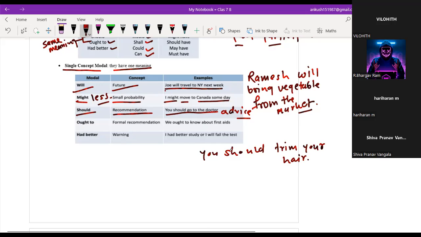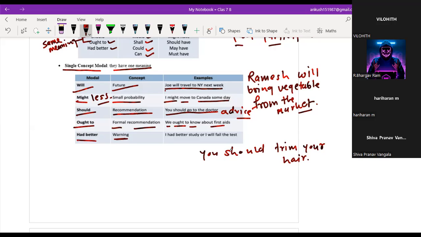Ought to, again the same formal recommendation. We ought to know about first aid. Means we should know. If you are using should instead of ought to, that will also be a correct sentence. Understood? Okay. Had better.